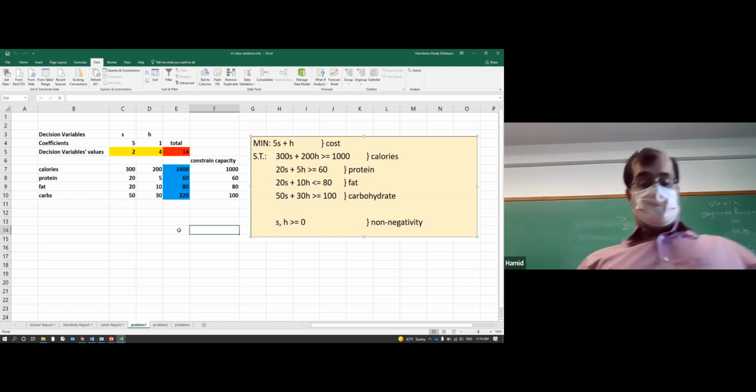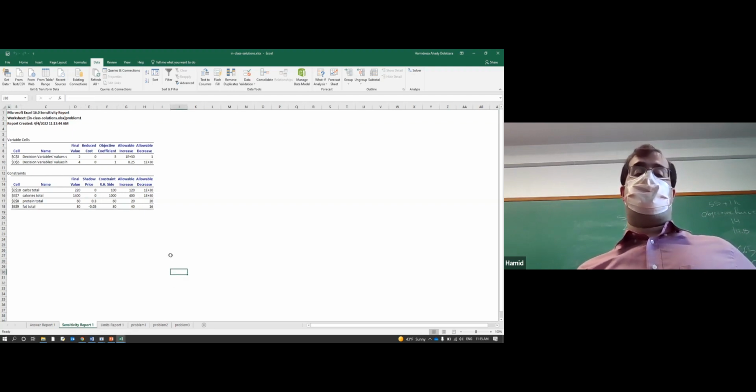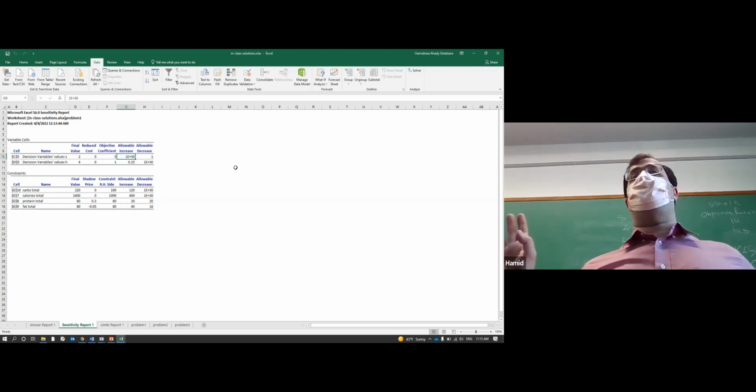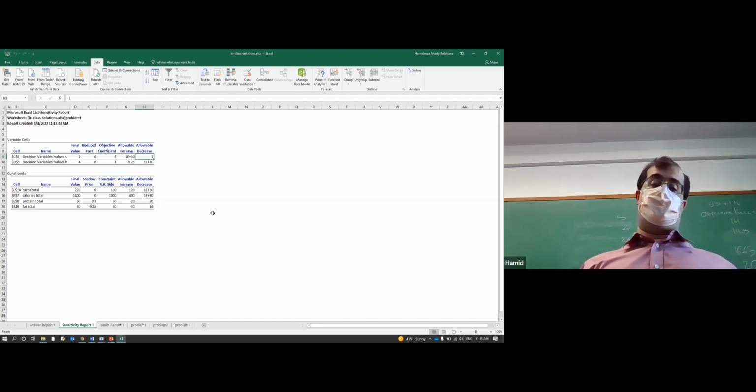Okay, now let's look at the reports. The first one is not that productive, it basically just shows you the final answer. Look at the sensitivity report. Look at the decision variable S. The final value is 2, reduced cost is 0, coefficient is 5. We talk about reduced cost later on. Allowable increase is infinity, so you can increase whatever you want. And allowable decrease is 1. Again, no worries. If you wait a few minutes, I will show what they mean.